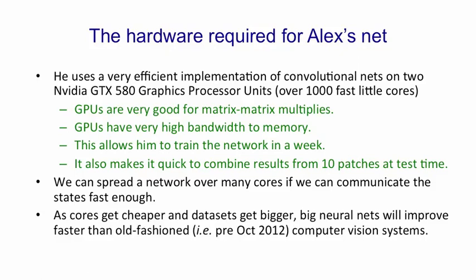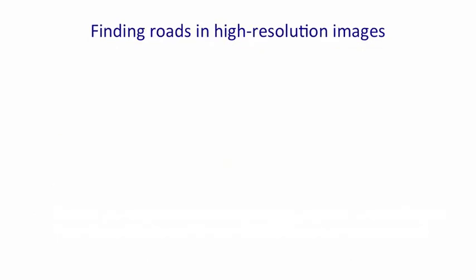As the cores get cheaper and the datasets get bigger, these big deep neural nets are going to improve much faster than the old-fashioned computer vision systems, because they don't involve much hand engineering and they can make very good use of huge datasets and huge amounts of computation. So the fact that we've already opened up a big gap, I think means there's no looking back. I think from now on all the best object recognition systems, at least in static images, will use big deep neural nets. There are other application domains where we've learned the same lesson.